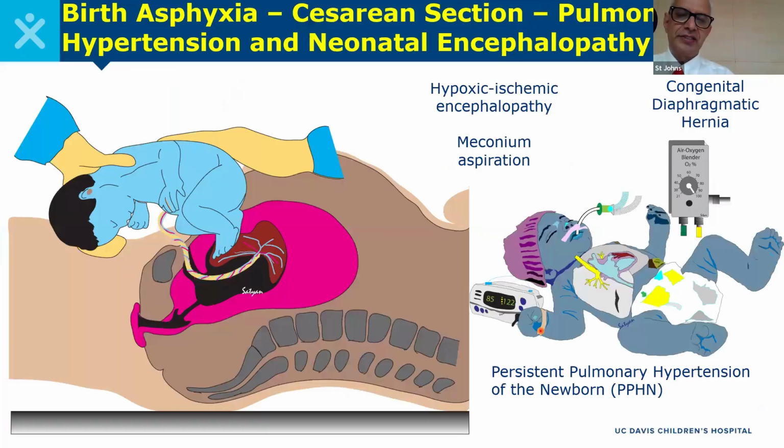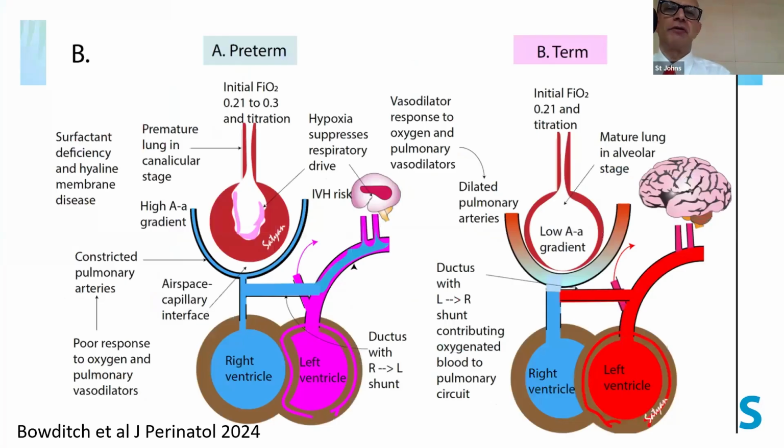So why does using 21% O2 not work for everybody? For example, in term babies, if you give 21% oxygen, this oxygen goes into the alveolus, and the barrier between the alveolus and the capillary is very, very thin in term babies. So it's very easy for the oxygen to go from the alveolus to the capillary, and these babies have a very low alveolar to arterial oxygen gradient.